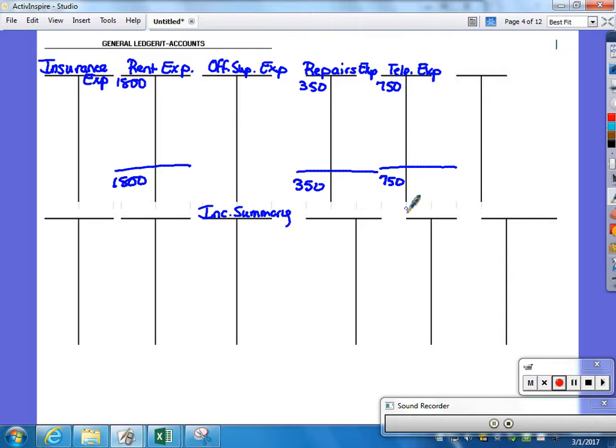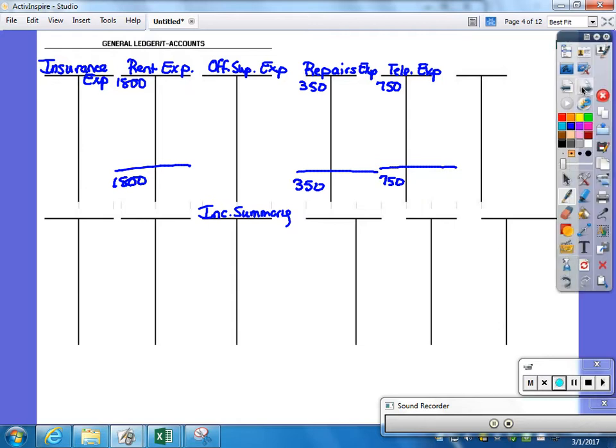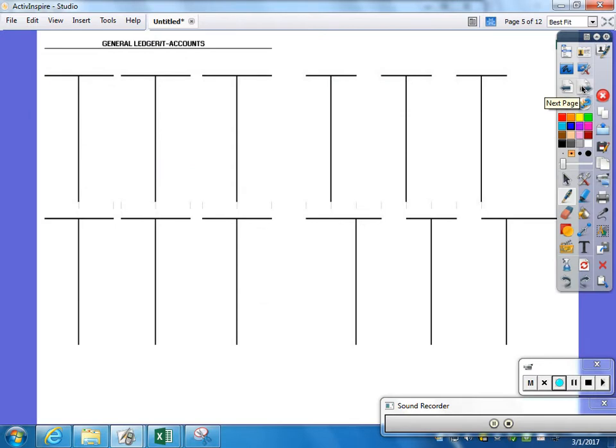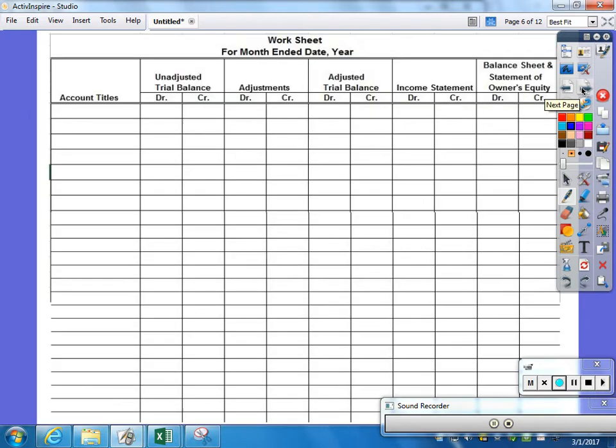So we balanced them. Now we should be able to do an unadjusted trial balance with the accounts we do have available to us, regardless of whether or not they have a zero balance in the unadjusted trial balance. They still must be listed. So this is the worksheet that you need to pull up.